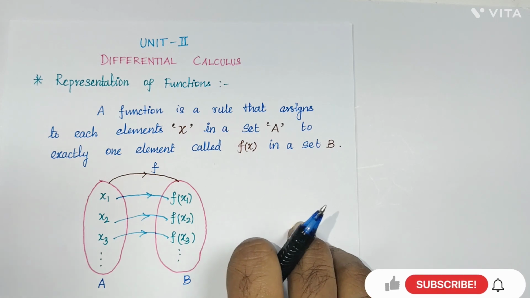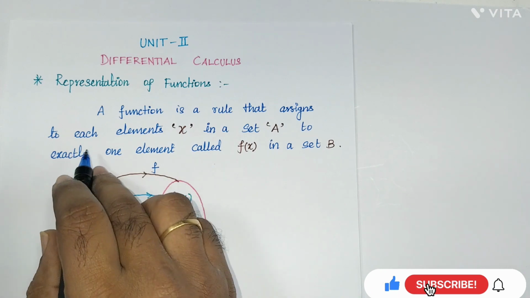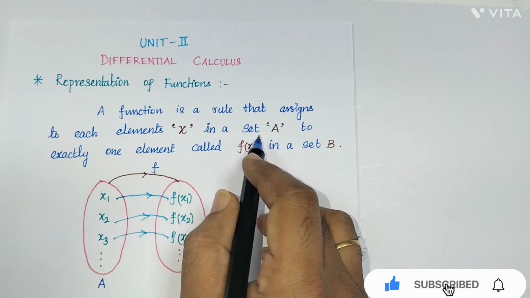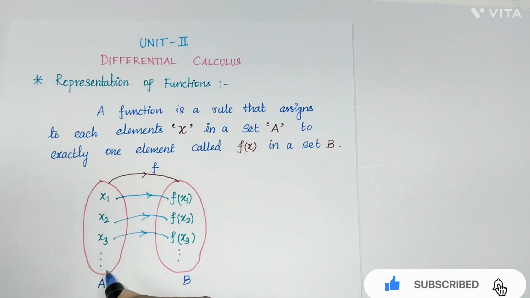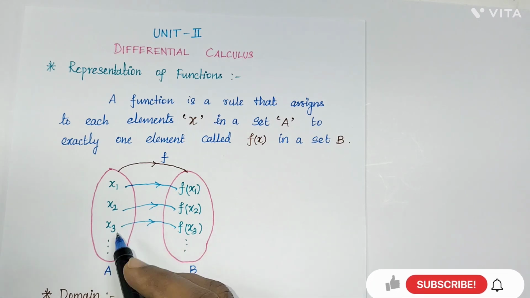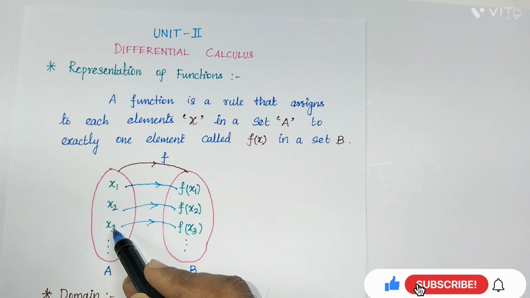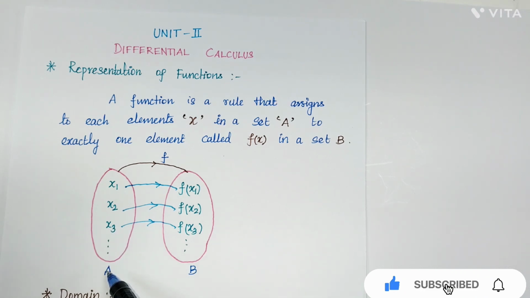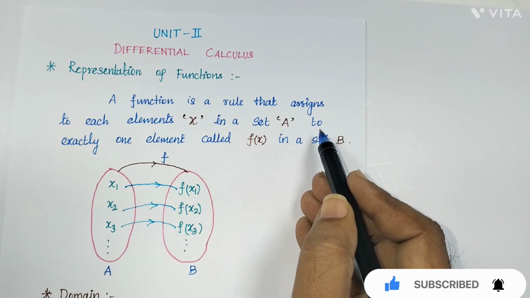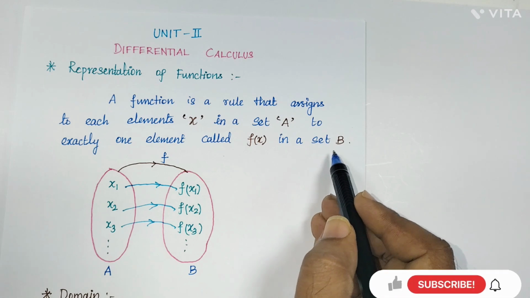The very first basic definition: a function is a rule that assigns to each element x in a set A, which is your domain, exactly one element called f of x in a set B. From the domain I'll take elements x generally. Here I've taken x1, x2, x3; we can take an infinite number of terms in set A.